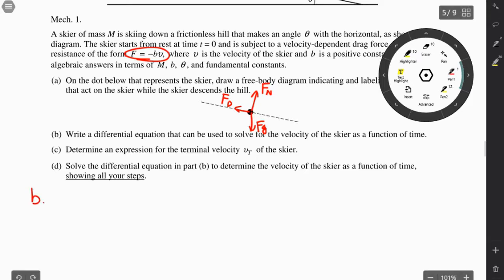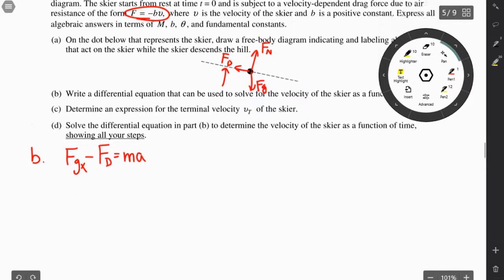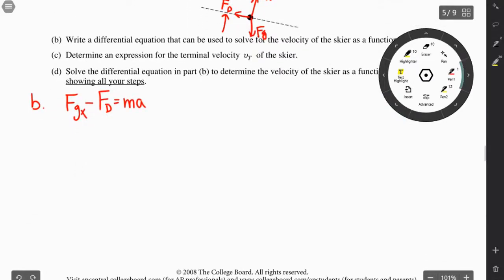Part B, the differential. So what we're going to do is sum the forces in the x direction because that's where the drag force is, okay? And so we're going to do FGX minus FD equals ma, because remember, that's going to be our acceleration. Let me pan up a little bit. Now, remember, this is where the velocity is contained, so that's going to be dv/dt.